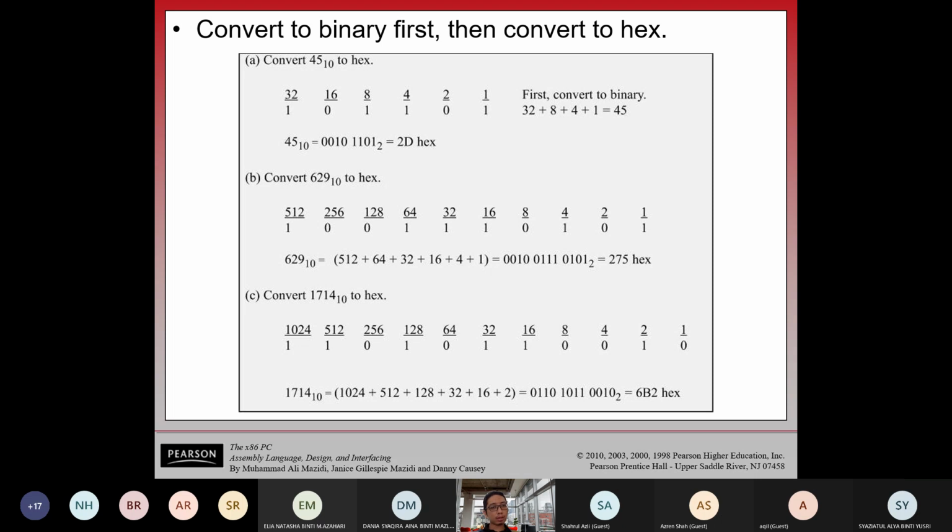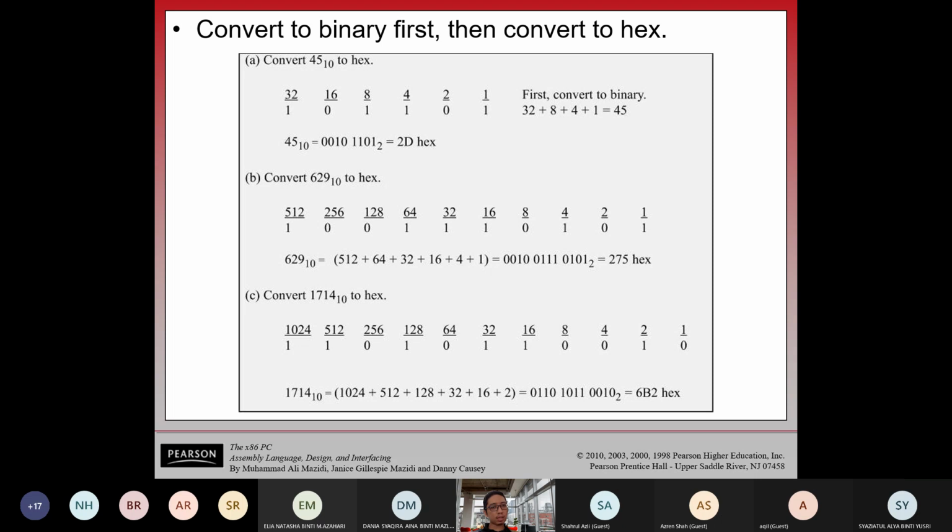You can calculate that. You have 117, so 256 is not enough, and 128 is also not enough. 64 is enough, so you subtract 64 and you get 53. Then 32, so 53 minus 32, you obtain 21.